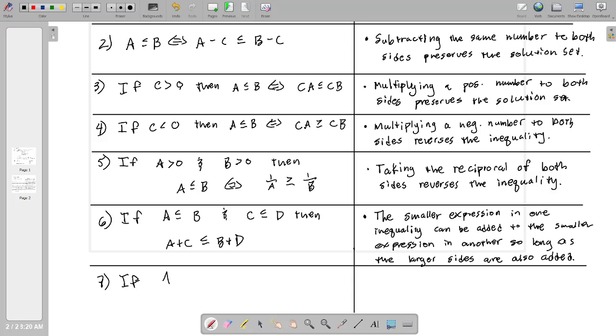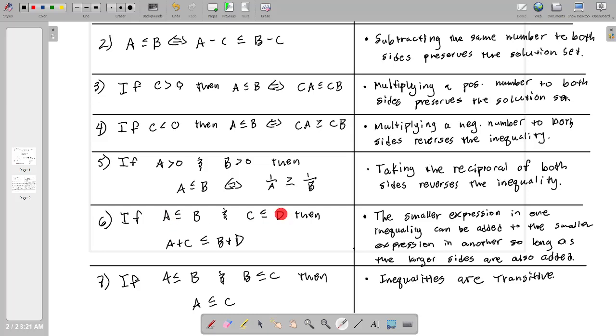If A is less than or equal to B, and B is less than or equal to C, then A is less than or equal to C. Inequalities are transitive. On number 6, I want to make a note because this is sometimes confusing to students. We can add A to C because it's the smaller expression in both inequalities.